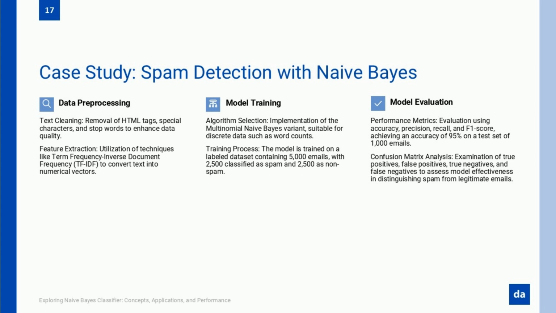But spam detection is just one example. Naive Bayes has broad applications across industries. What if, instead of emails, we wanted to analyze social media sentiment or product reviews? Up next, we'll look at another real-world case study, how naive Bayes powers sentiment analysis to determine whether people express positive, negative, or neutral opinions online.